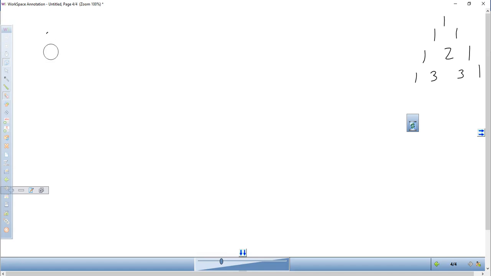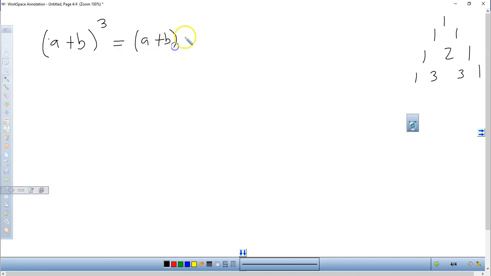If I gave you this, a plus b cubed. Well, right off the bat, we know what a plus b cubed means. It means a plus b multiplied by a plus b multiplied by a plus b, or multiplying a plus b 3 times. We know that's what this is telling me to do. So in a normal sense, before I know Pascal's triangle, you would say, okay, I need to multiply these two together, so let's do that now.